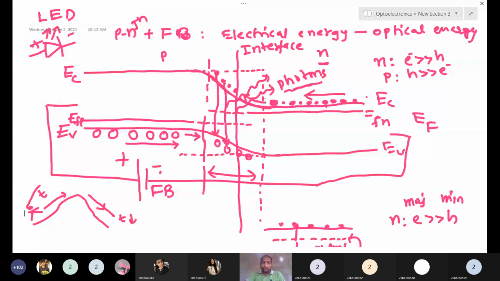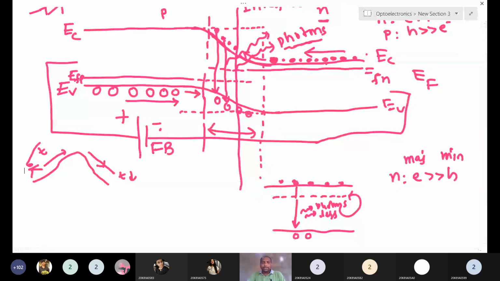Okay, is this clear to you after this theory of how the photons are emitted? Is this clear? Yes, sir. Okay, now one more important point is here.